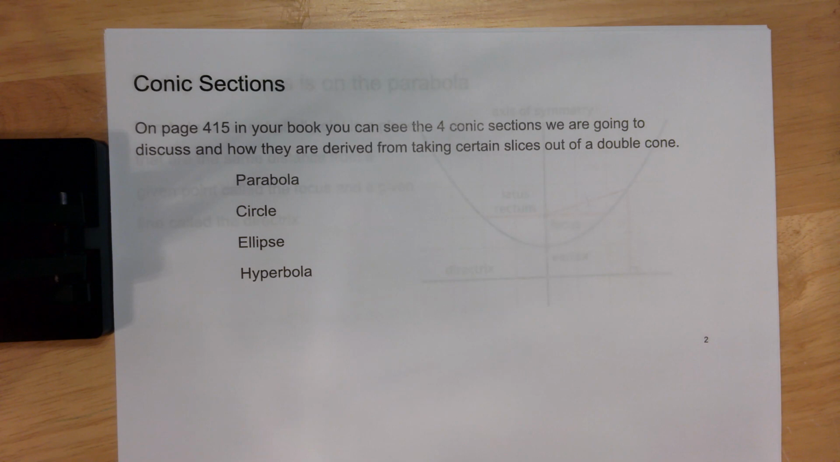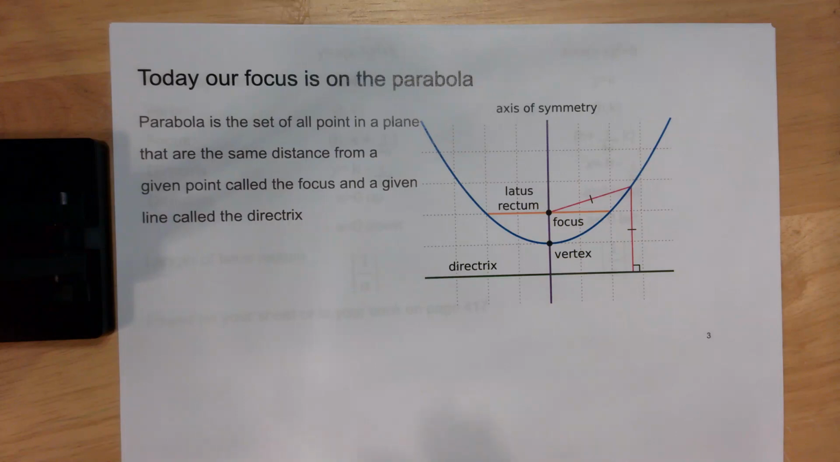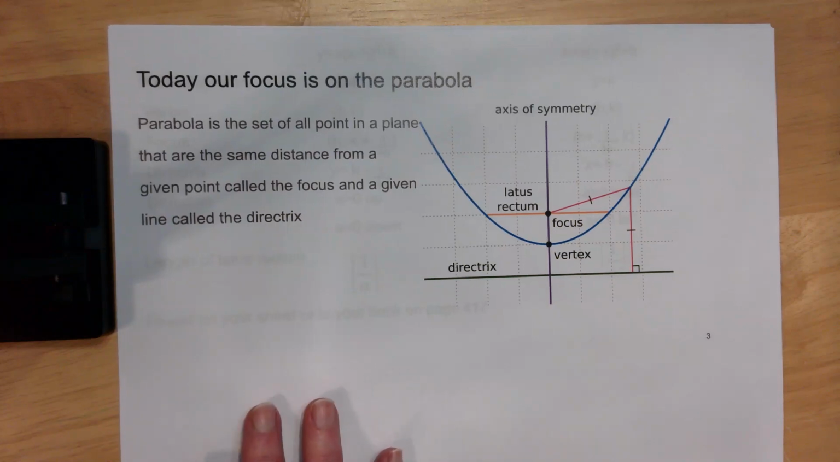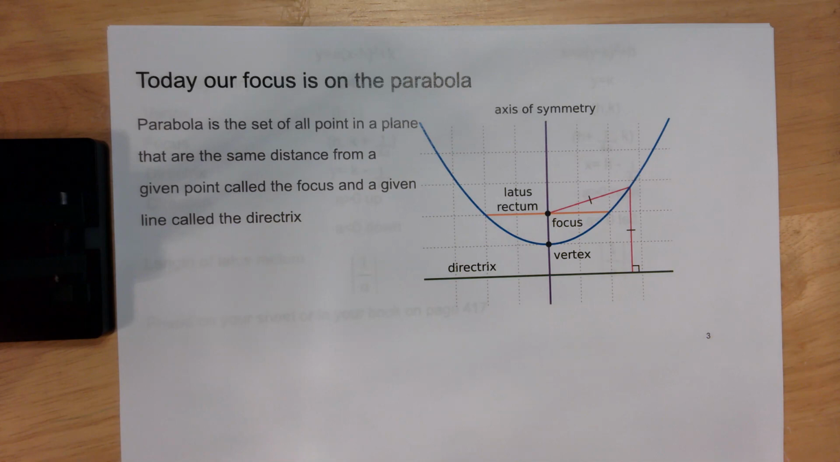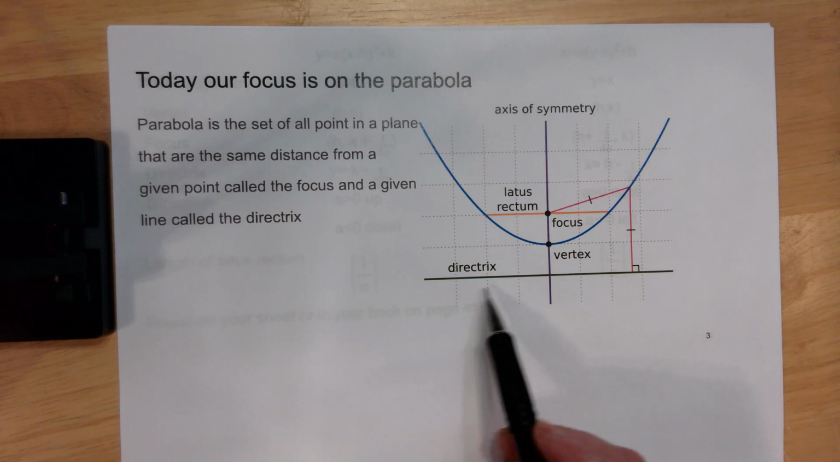We're going to talk about a parabola, a circle, an ellipse, and a hyperbola. So today the focus is totally on the parabola. The definition for a parabola is it's the set of all points in a plane that are the same distance from a given point called a focus, so here's your focus, and a given line called a directrix.